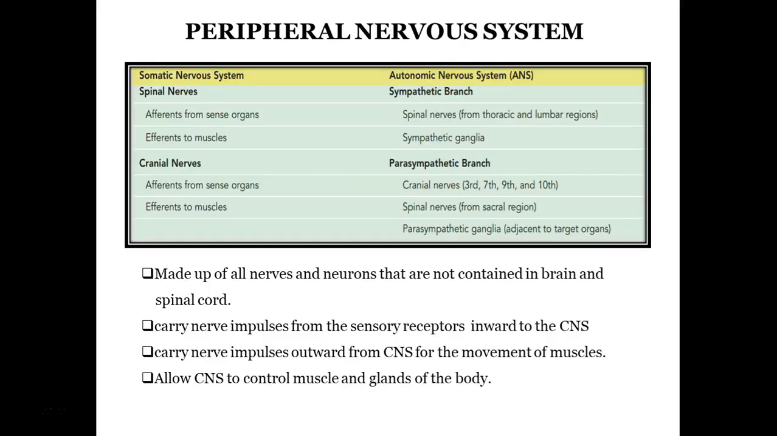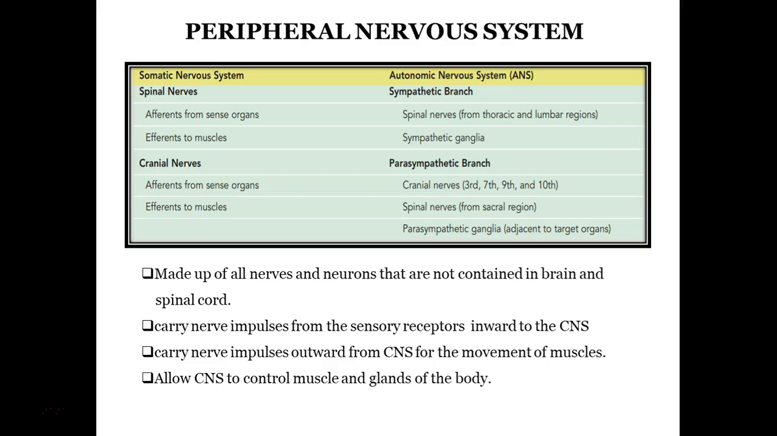Okay, to know in more detail, the peripheral nervous system is made up of all the nerves and neurons that are not contained in the brain and spinal cord. It carries nerve impulses from sensory receptors inward to the central nervous system, and it also carries nerve impulses outward from the central nervous system for the movement of muscles. The PNS allows the central nervous system to control muscles and glands of the body.